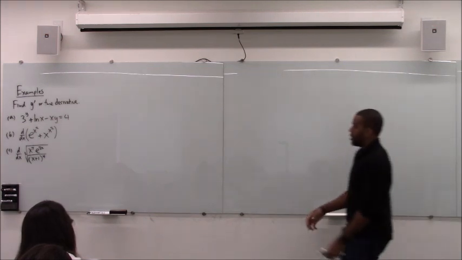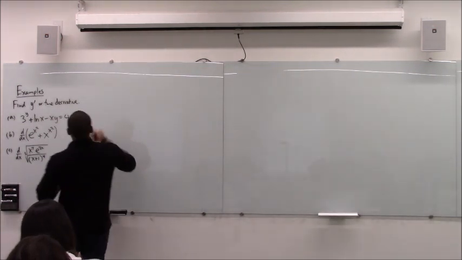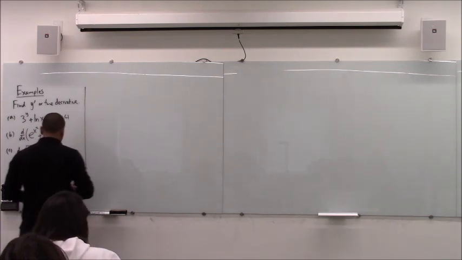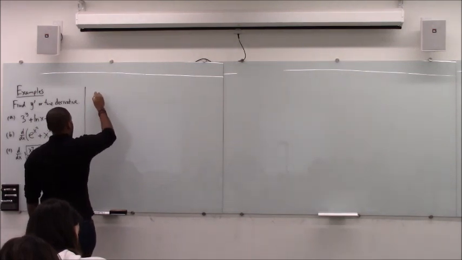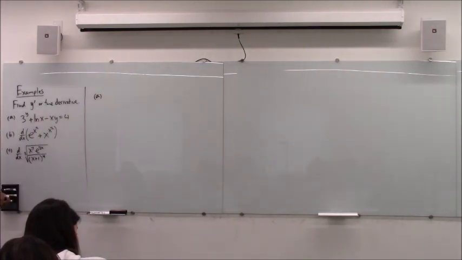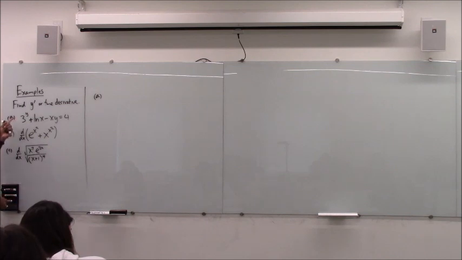So, what would the first one look like? Find y prime. So it's implicit differentiation. We've been doing a lot of that over the past couple of classes, but this one involves a new rule. Last time we learned how to differentiate something that looks like 3 to the y.